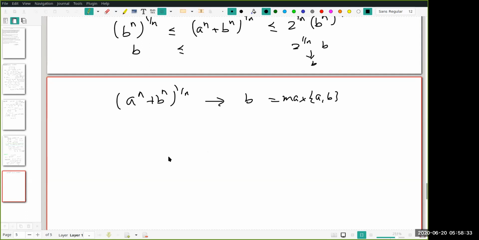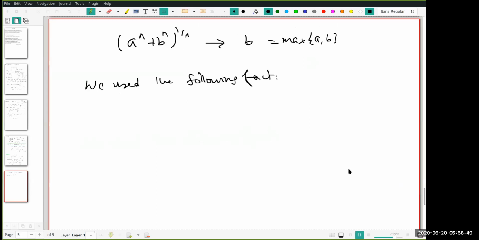So, we used another fact. What is the fact I used? We used the following fact. It's good to know. Now, forget this A and B. You can think of a different A. Suppose 0 is less than A, less than B. Then this holds if and only if for every natural number n, A^n is less than or equal to B^n.